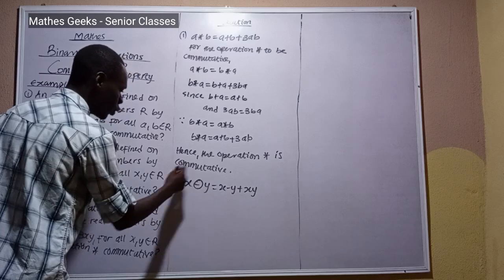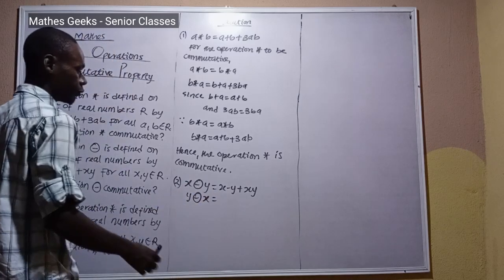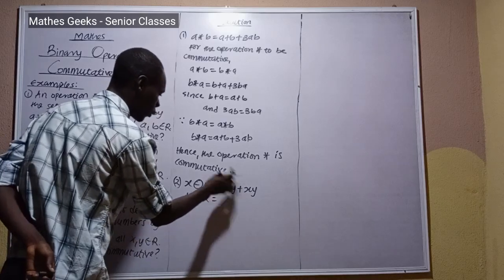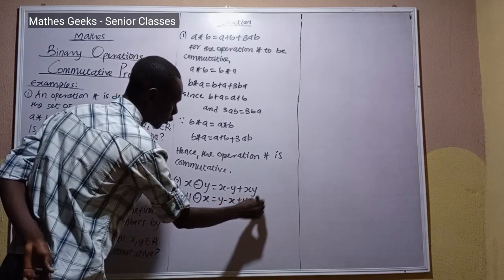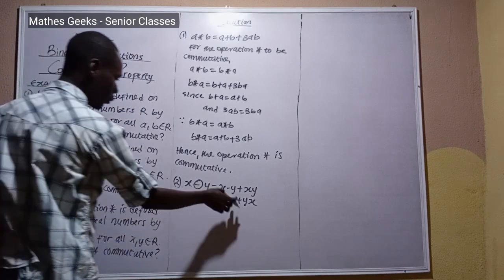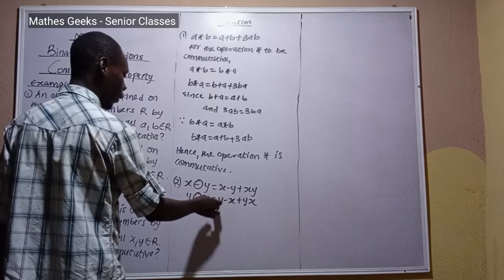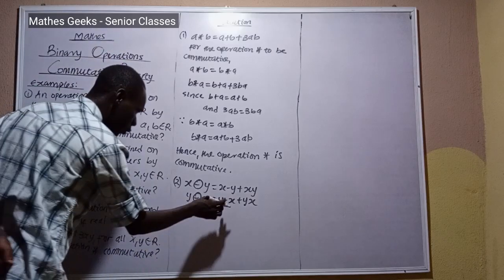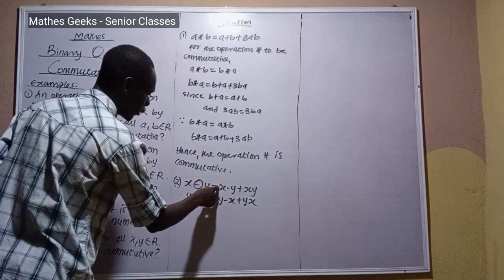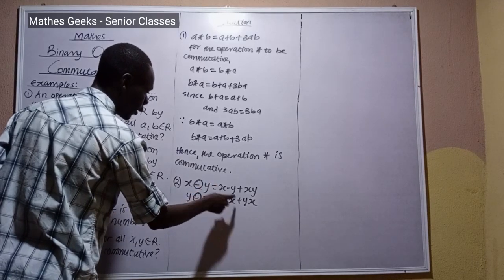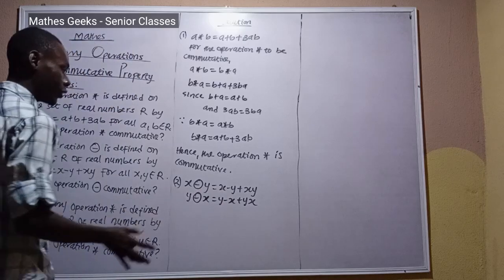But what if we change the order? y O x. Let's see. This will give us y - x + yx. Now, for subtraction, x - y, is it the same thing as y - x? No. Since y - x, from what we have here, x here is positive and x here is negative, y here is positive, y is negative. So they are not the same.